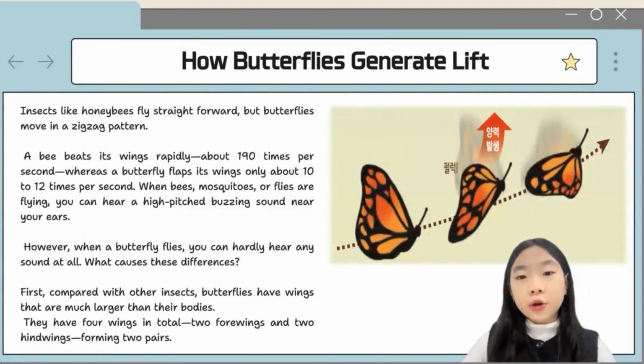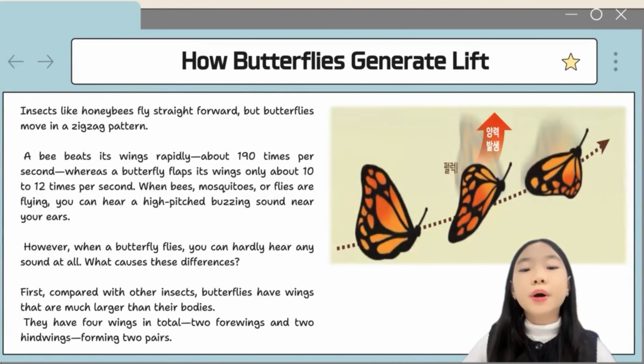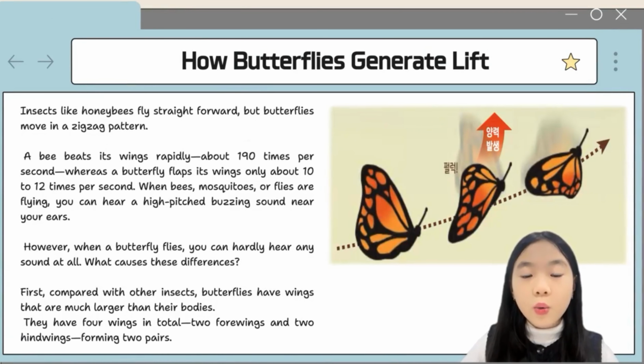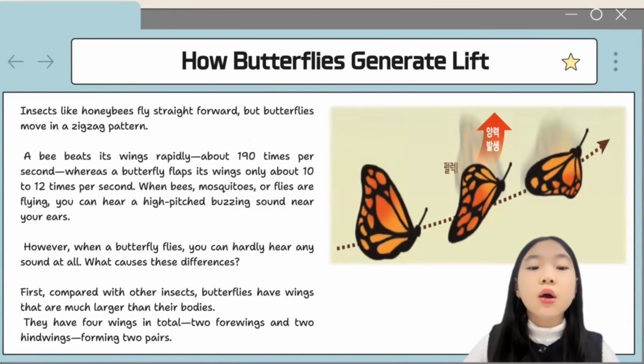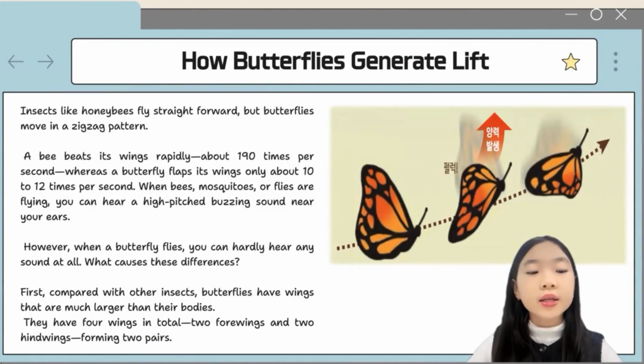How butterflies generate lift. Insects like honeybees fly straight forward, but butterflies move in a zigzag pattern. A bee beats its wings rapidly, about 190 times per second, whereas a butterfly flaps its wings only about 10 to 12 times per second. When bees, mosquitoes, or flies are flying, you can hear a high-pitched buzzing sound near your ears. However, when a butterfly flies, you can hardly hear any sound at all.